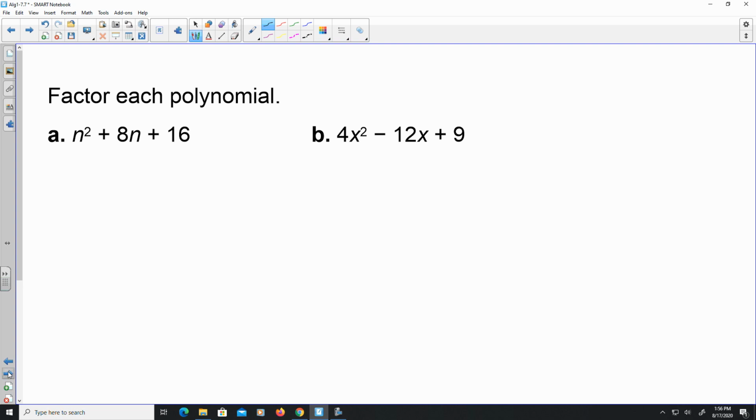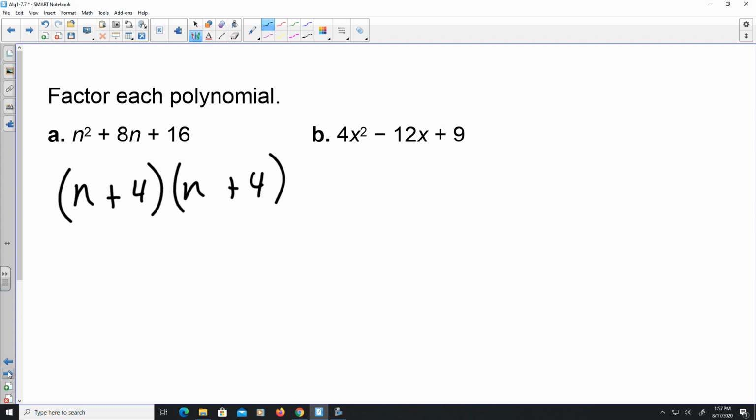What I prefer to do is I just prefer to factor it. So I'm just going to go parentheses, parentheses. It's going to be n and n, same sign, plus. What two values give me a product of 16 and their sum is 8? It's 4 and 4 because 4 times 4 is 16, 4 plus 4 is 8.